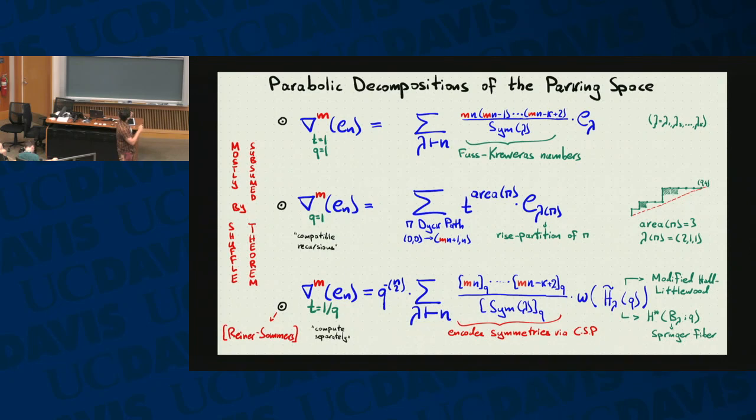So you evaluate T and Q at 1, and you have an expansion with respect to the elementary symmetric functions, and the coefficients are those good product formulas, the Fuchs-Creveras numbers with symmetries of the partition in the denominator. This is an easy calculation. Now, if you evaluate at Q equal to 1, then you still have elementary symmetric functions, but you can keep track of the coefficient because it's counting the areas under the Dyck paths.